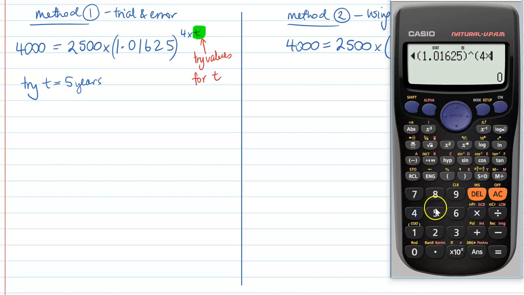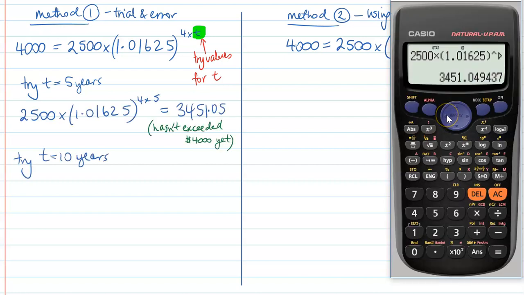And we're going to try t as 5 years. Let's see what we get. $3,451.05. So that hasn't exceeded $4,000. So that means my t value must be more than that. So trying t is 10 years, so I'm just trying 5-year increments.